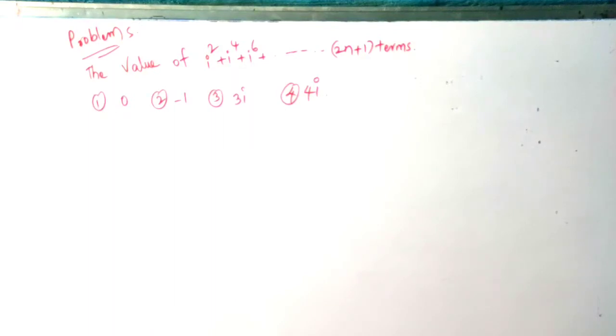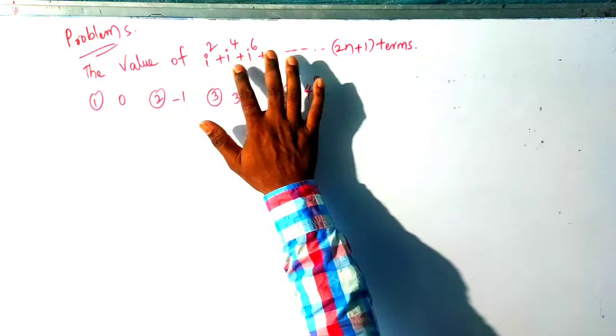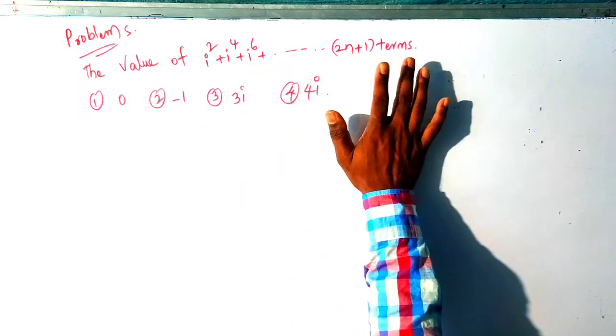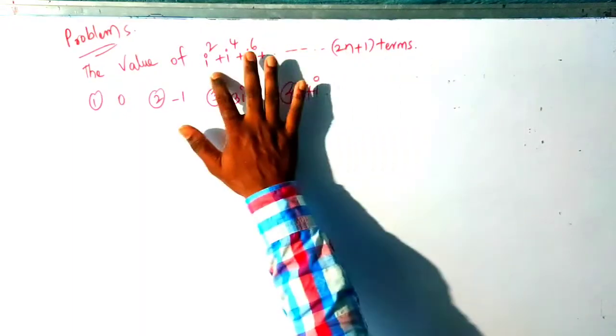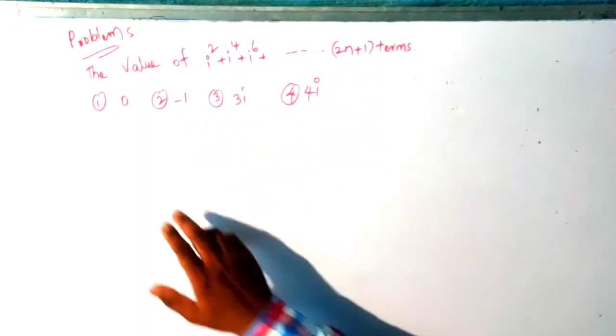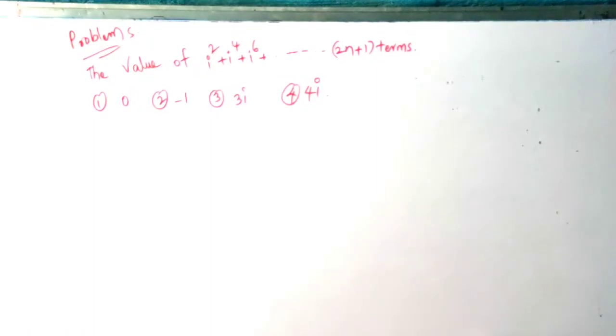The value of i squared plus i to the power 4 plus i to the power 6, and so on up to 2n plus 1 terms. So we find the value of this. 2n plus 1 means odd terms, an odd number of terms is given here. Clear? Then the value is either 0, minus 1, 3i or 4i. The options are given here: the first option is 0, the second option is minus 1, the third option is 3i and the fourth option is 4i.